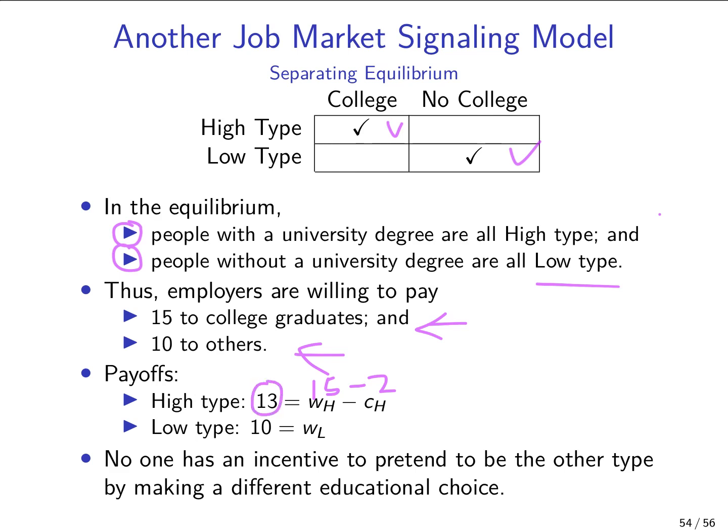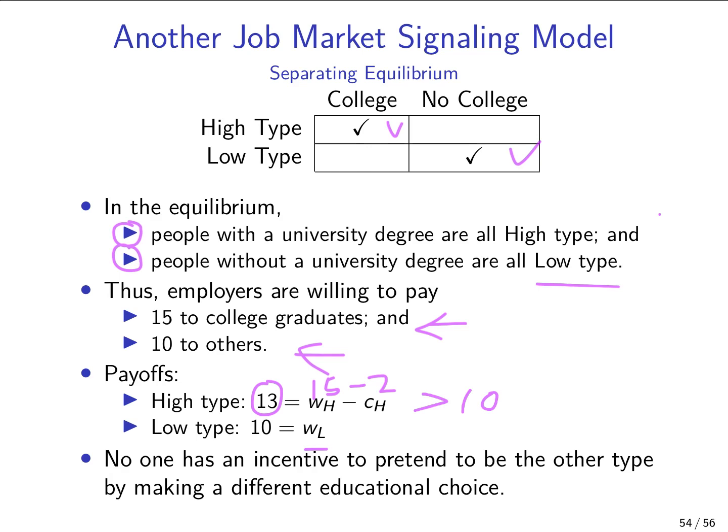For the low type, no university, so no education cost, but a lower wage, which is 10. In this case, we again have a separating equilibrium because no one has an incentive to pretend to be the other type by making a different educational choice. If a high type pretends to be a low type and does not get education, it will get 10. It has no cost of going to university, but the payoff is lower.